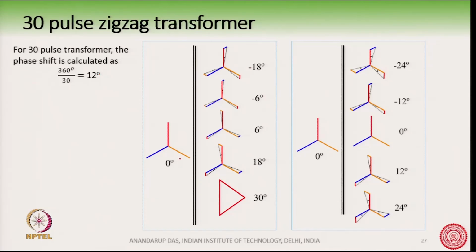So, then you can have different types of arrangement like 0 degree here, then you can have 6 degree, minus 6 degree, minus 18 degree, 18 degree and 30 degree. Okay. So, 12 degree gap between them, or you can have 0 degree and 0 degree like this, you can have minus 12, minus 24 or plus 12 and 24 degrees. Okay. So, this is how the zigzag transformer can be helpful for creating the phase shifts, right.